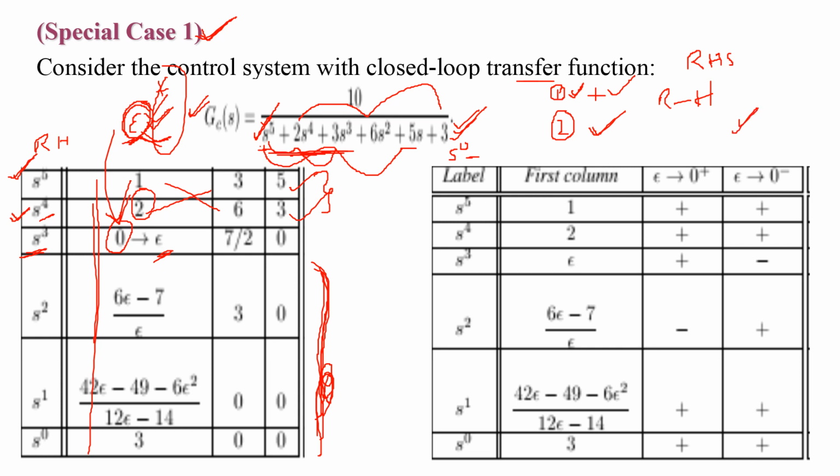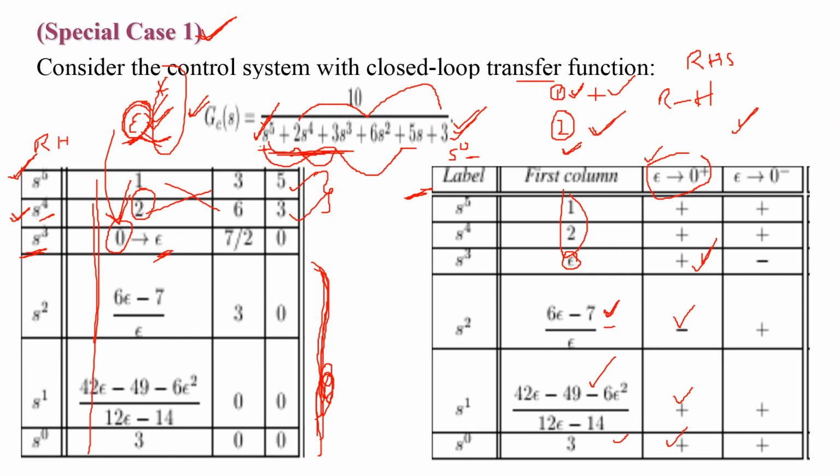That is, the label is nothing but the power of s and the first column elements. In this, first we are going to consider small integer epsilon as positive. By considering epsilon as positive, these two elements are the same, 1, 2, and the third one is a positive integer, so epsilon value is positive. Now substitute any positive value in this one. By substituting any positive value, we are going to get this element as negative. Similarly, substitute in this also, then we are getting positive. Then in this also we are getting positive.